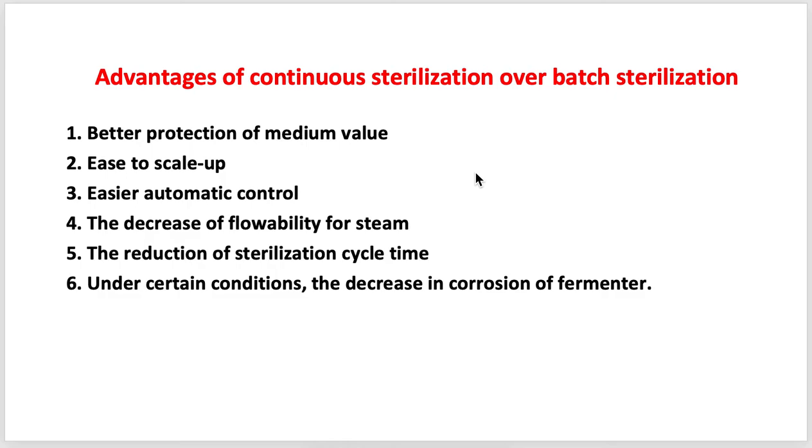This is the fourth part of lecture 3, and in this part we'll learn about the advantages of continuous sterilization over batch sterilization. Continuous sterilization has several advantages over batch sterilization. These are: better protection of medium value, ease of scale up, easier automatic control, the decrease of flowability for steam, the reduction of sterilization cycle time, and under certain conditions the decrease in corrosion of fermenter. Now we'll try to learn in more detail about these advantages.